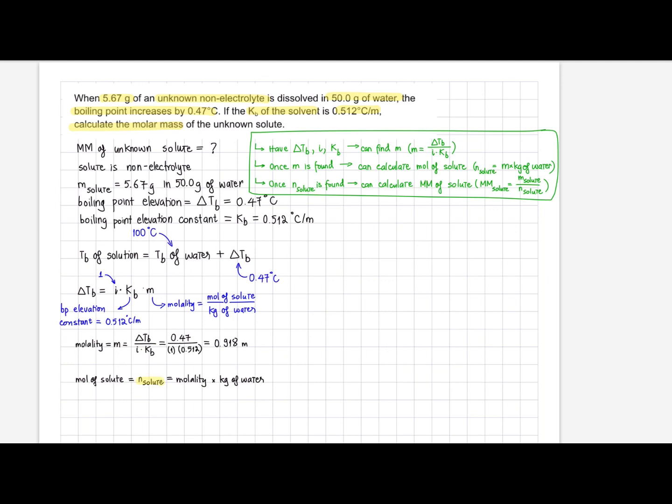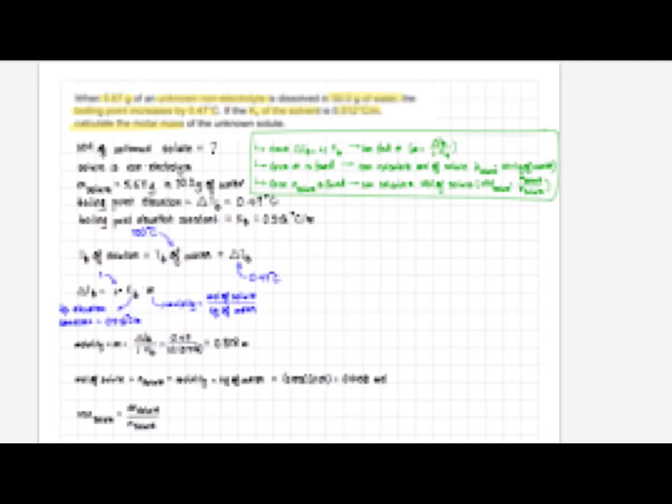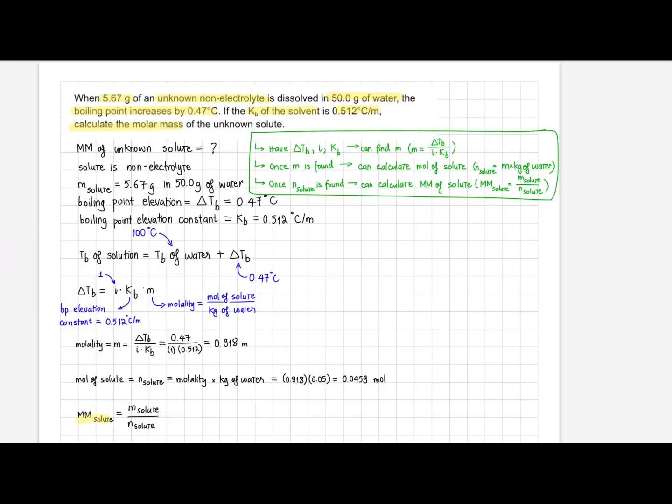Next step is to calculate the moles of the solute. Moles of solute is going to be molality times kilograms of water. We know the molality we calculated earlier is 0.918. And we need to calculate kilograms of water from 50 grams of water. So we take 50 grams times 1 kilogram over 1,000 grams. That's going to give 0.05 kilograms of water. Now let's calculate. That's going to be 0.918 times 0.05, which is 0.0459 moles.